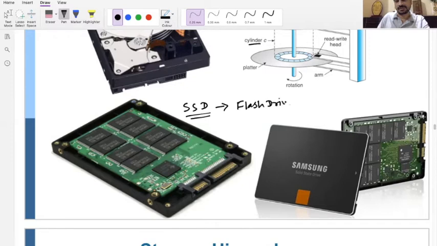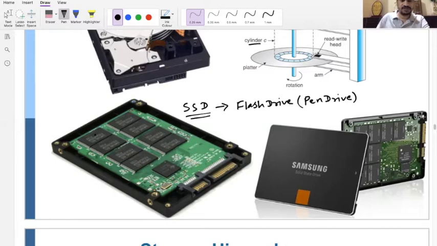What is a flash drive? You all know what a flash drive is. A flash drive is nothing but what we call a pen drive. The technology that we use in the pen drive, and in SD cards and SSD drives, that technology we'll use here for the SSD. Here we have many SSDs, many flash drives available.